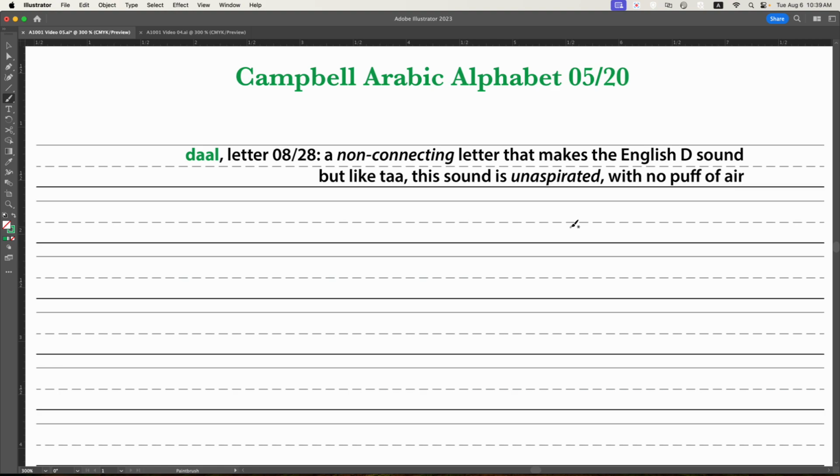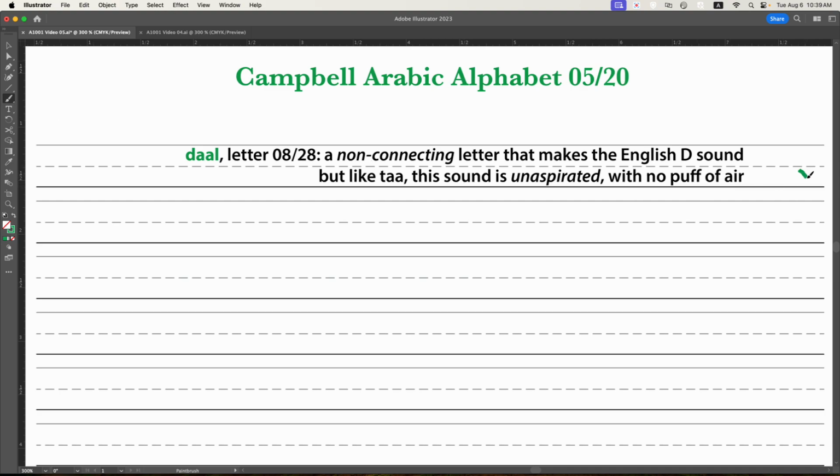Again, if you want to practice this, hold the palm of your hand up a few inches in front of your mouth and say English T, t, t, t, and you'll feel the puff of air. Then learn to make it without the puff of air. Dal works the same way. And dal is going to look like this.